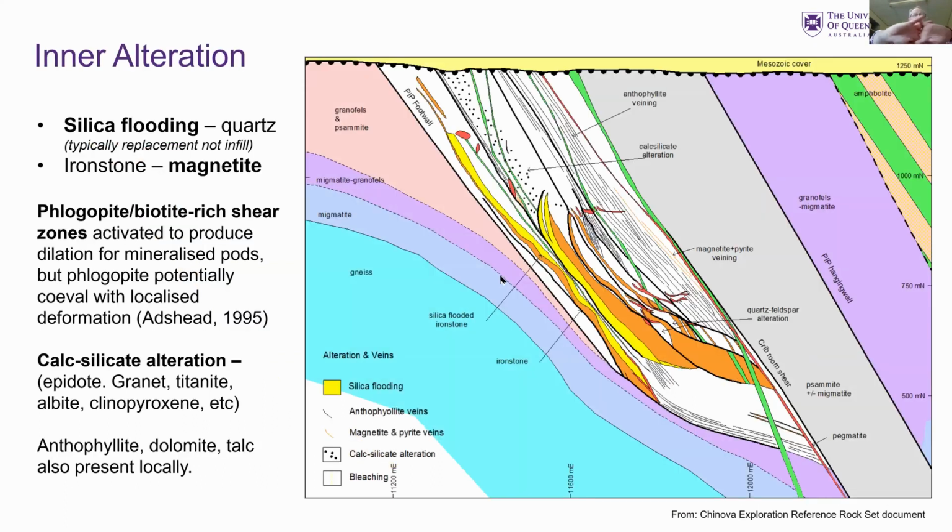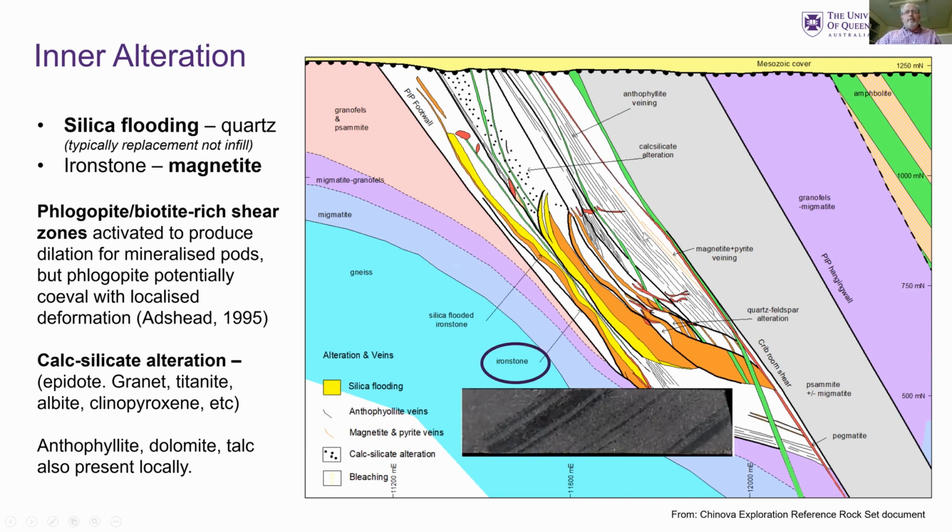Yeah, so look, first thing I wanted to look at was the minerals that we see, and particularly to do with the alteration here at Osborne. And this is a cross section courtesy of the Chinova guys who gave us a lot of their information when we were putting the atlas together. So this is the standard cross section, and what it shows, you can see here in orange and yellow is the silica flooding, which is the quartz, and you can see that in the yellow, and the ironstone, which is there in orange, the magnetite.